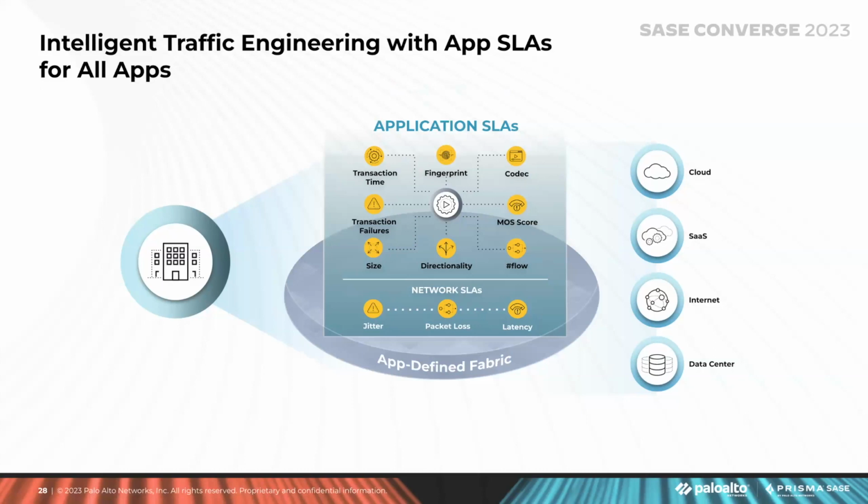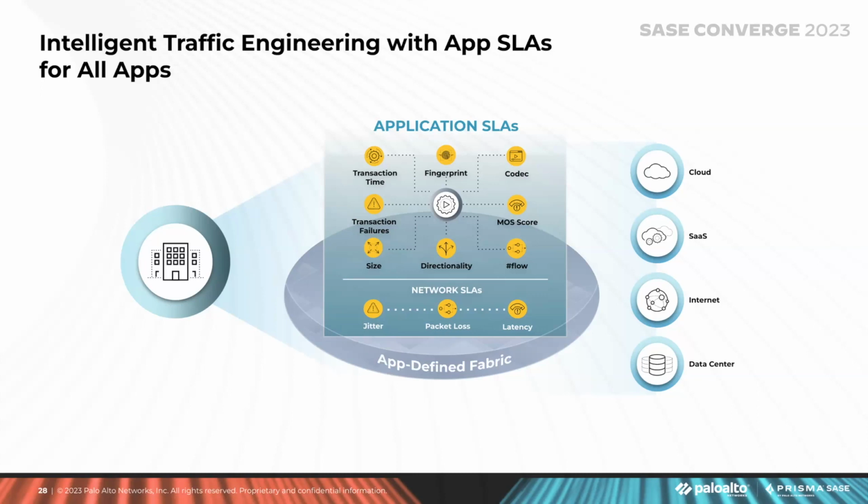So app SLAs can key on a few different things, right? With Prisma SD-WAN, a core value prop has always been understanding the application very well by leveraging our App ID engine, and then capturing multiple different facets of that application traffic. That could include things like, okay, what app ID is it? If it's media traffic, what codec is it? What are the individual transaction times for TCP traffic, and it could be loss for media traffic.